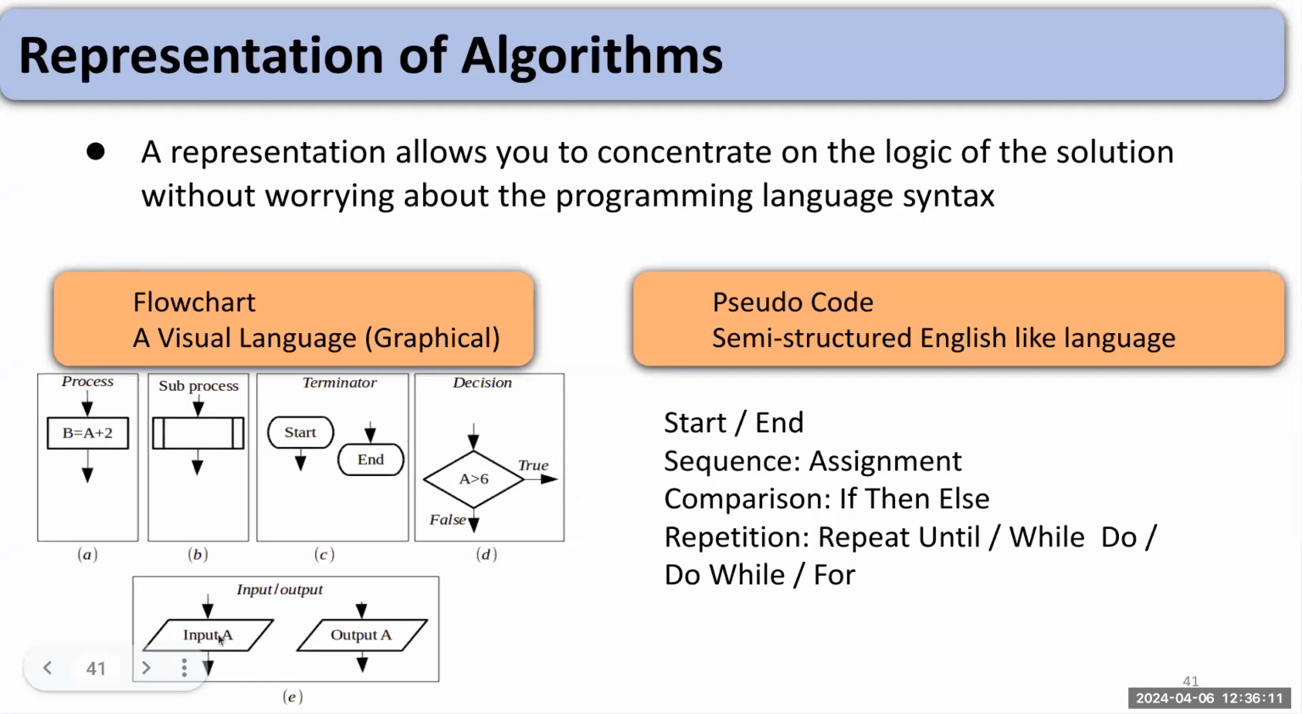This is input to output. Every time we have to correctly draw these symbols in a flowchart, input and output. This is pseudocode: start, end, sequence, comparison. Comparison is this decision process. Repetition is when, in the selection, after some time it goes back. That is repetition: while, do while, for. There are several loops.